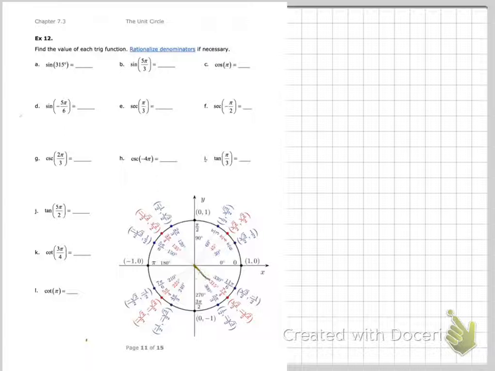That's right here. The sine is the y value, and so the sine of 315 is negative square root of 2 over 2.